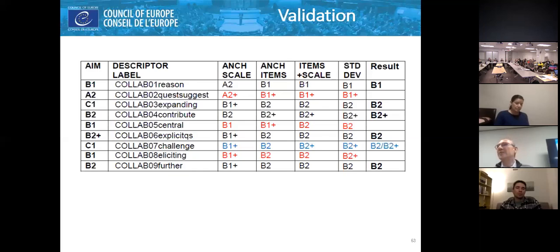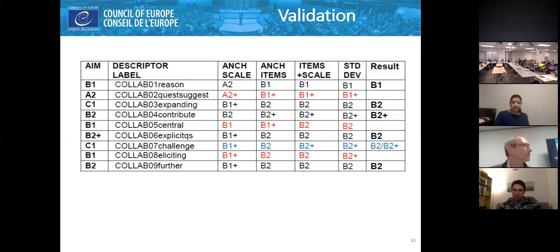So the idea was to discover which of these descriptors clearly give the same result across a number of different anchoring methods. And then we had a very simple criterion. If 50% of people said it's this level, B1 or B1 plus, B2 or B1 plus, B2 or B2 plus, and the last 3 methods all said it's this level, we said calibrate it. Anything else went into another round.